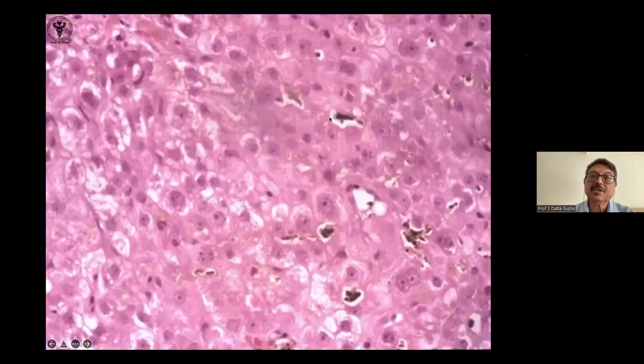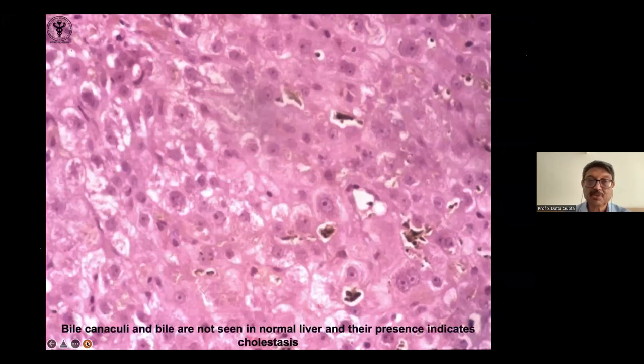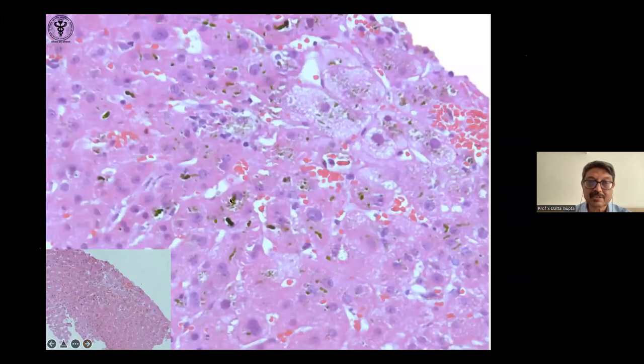Normally, the canaliculi cannot be seen. You don't see bile in the canaliculi. If you find bile visible in the liver, then it is abnormal in a liver biopsy. It is always abnormal. It indicates some form of cholestasis. And bile canaliculi are generally not seen.